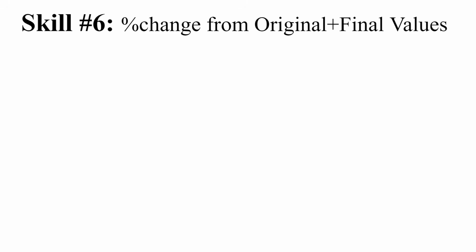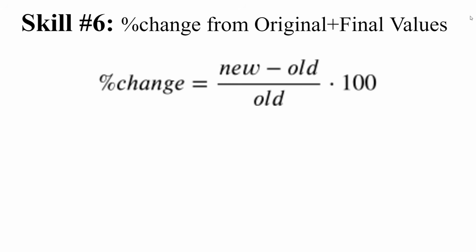Okay, last and not least, everyone, we have to talk about how to find the percent change given the original and final values. So we just talked about how to find it given the multiplier. Now we're going to do it given the original and final values. So probably the easiest way to do this is the percent change formula. The percent change formula is percent change equals new minus old divided by old times 100.